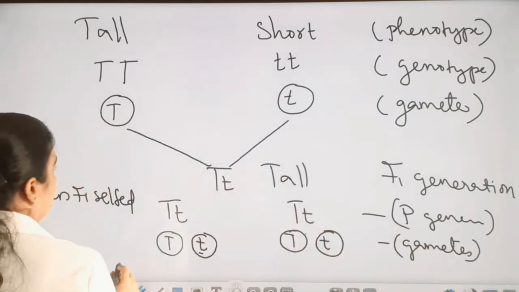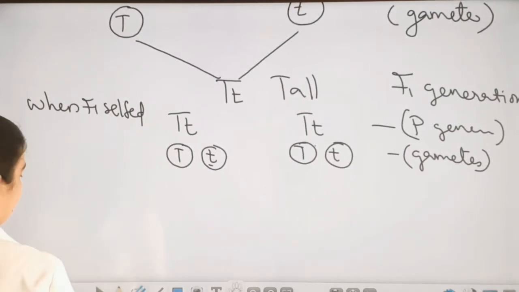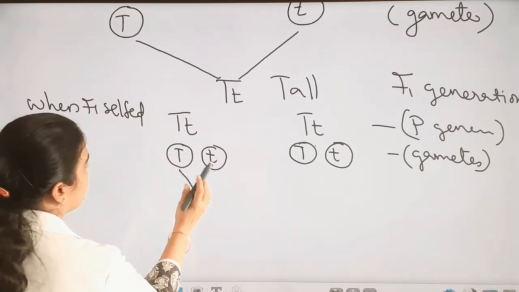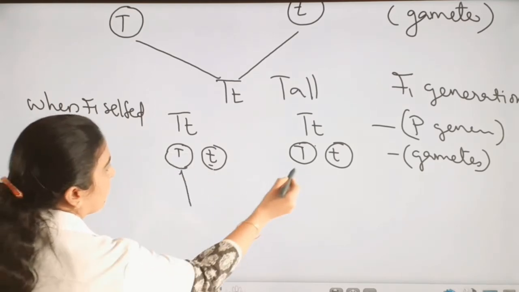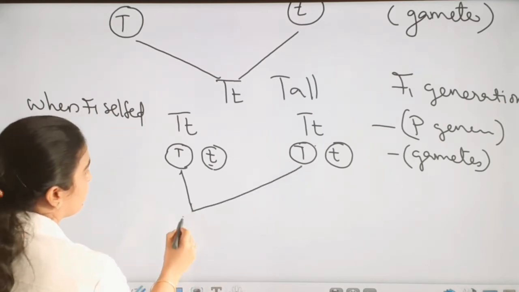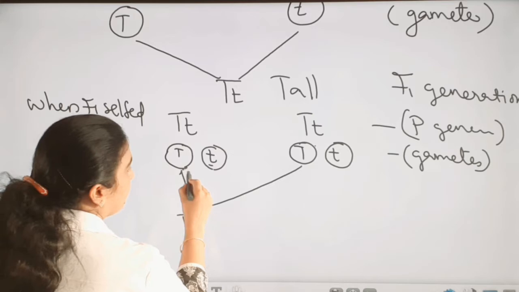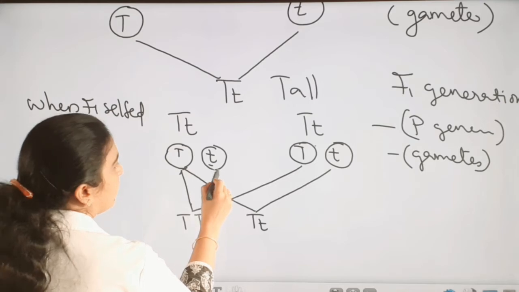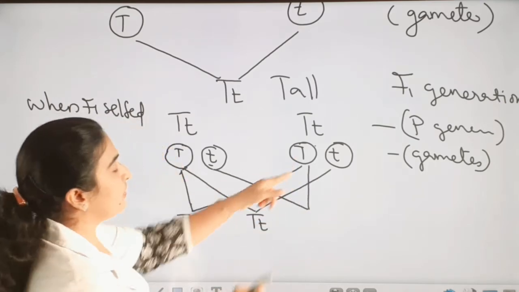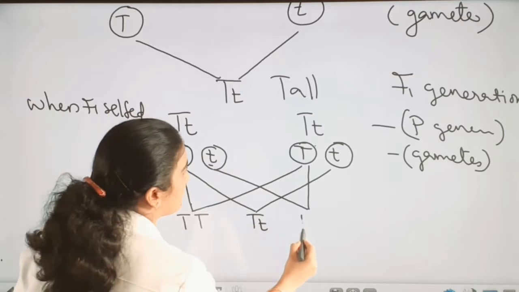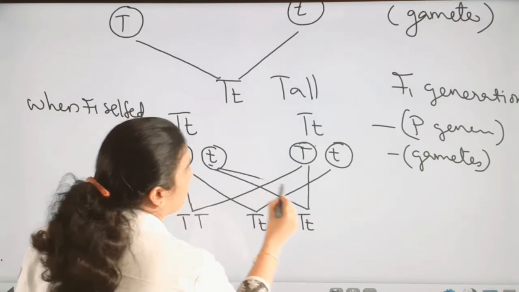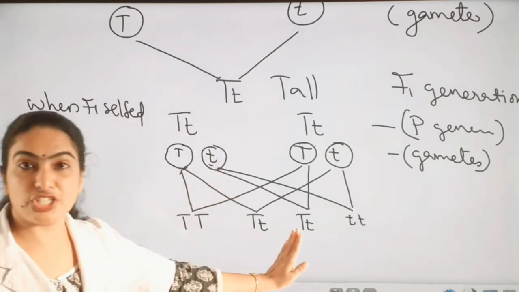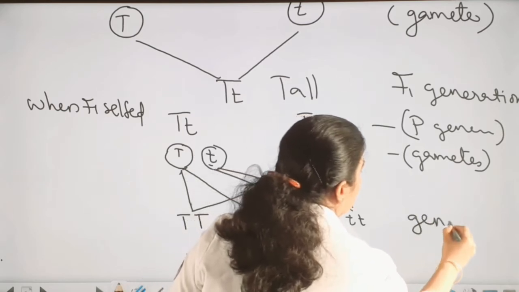Okay. Now we can see. Here, this capital T fused with the capital T to form capital T, capital T. Here also, capital T fused with the small t to give capital T, small t. Then here also, so we should write the dominant character first. So capital T, small t, then small t, small t. So all these are genotypes. So we got the genotype only.